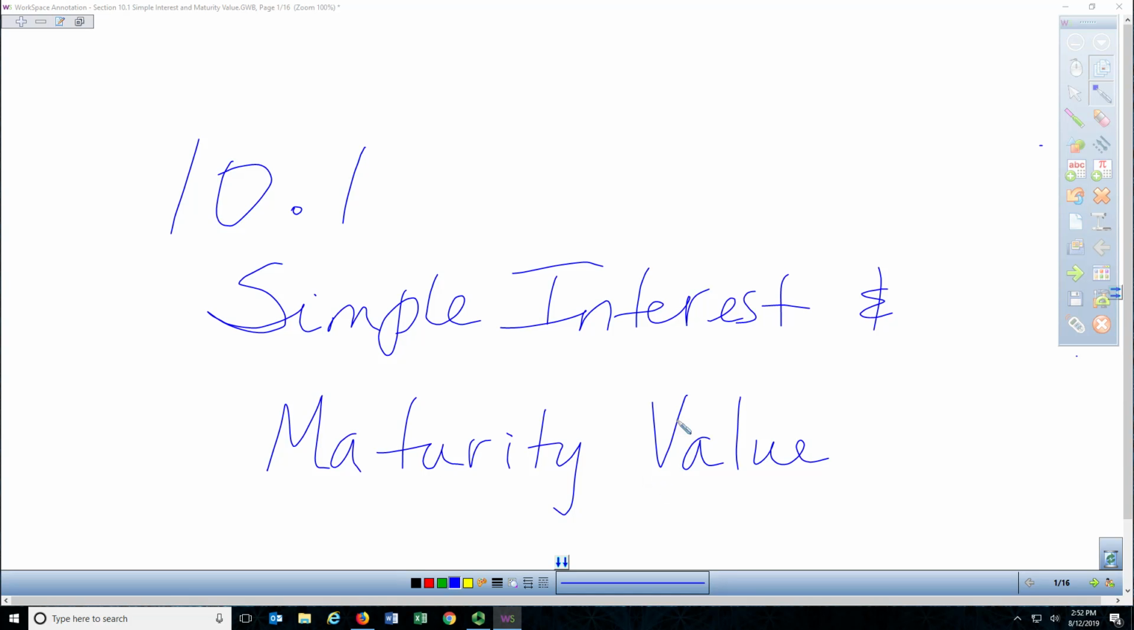We are starting the personal finance section, which deals with simple interest, compound interest, and installment payments. Chapter 10 is on simple interest, and 10.1 covers simple interest and maturity value.